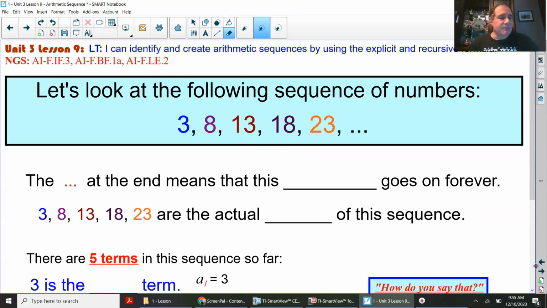So let's look at the sequence of numbers. We have 3, 8, 13, 18, and 23, and then the ellipsis at the end. What does that mean? You've seen the ellipsis before, so what does it mean? This means that this sequence goes on forever. It just keeps on going. 3, 8, 13, 18, 23 are actual terms of this sequence.